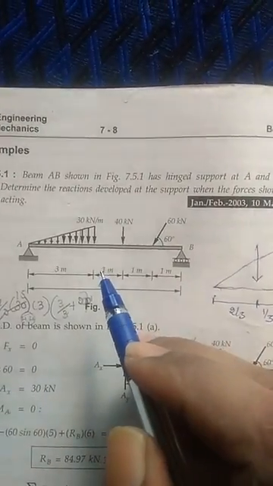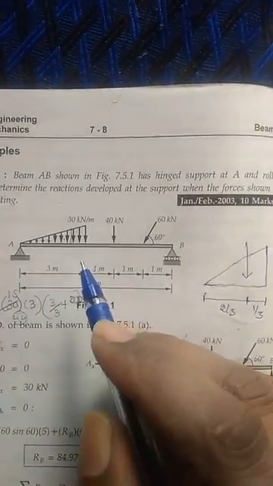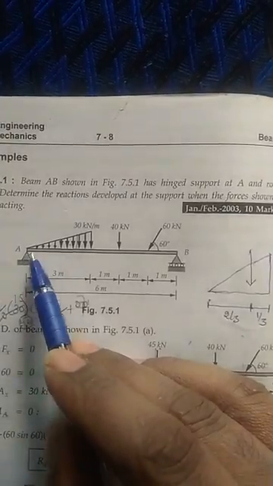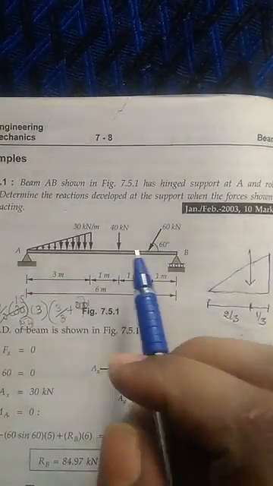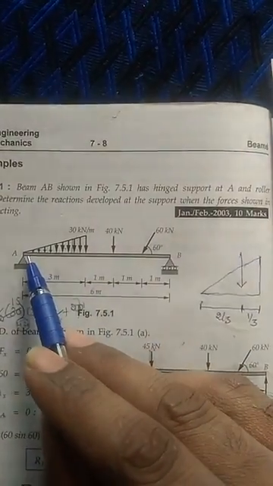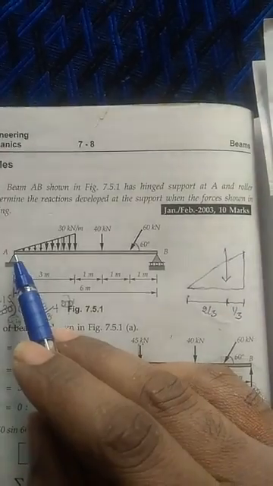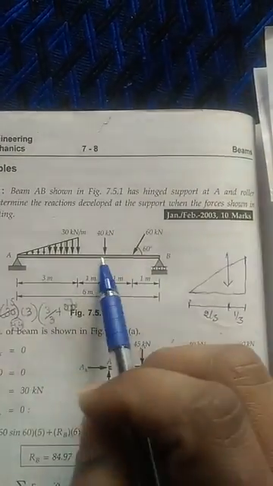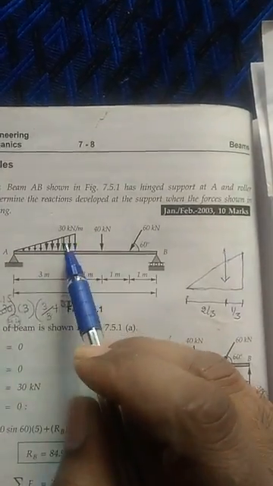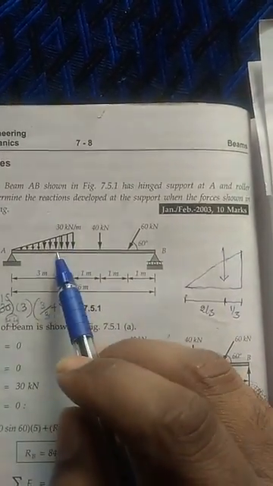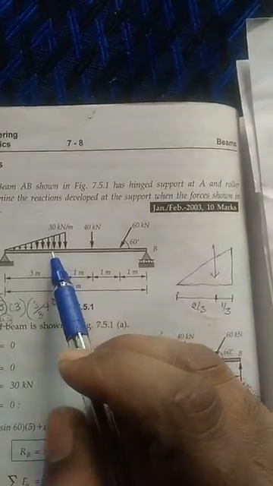So this is another problem for finding the reaction at support A and support B. In this, typically, it is a simply supported beam section. In this, the beam AB is a beam. Here the force which is acting is a triangular force.